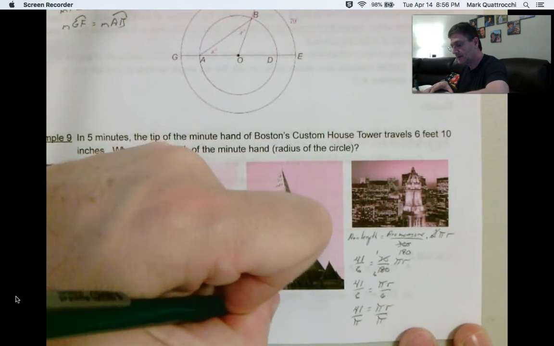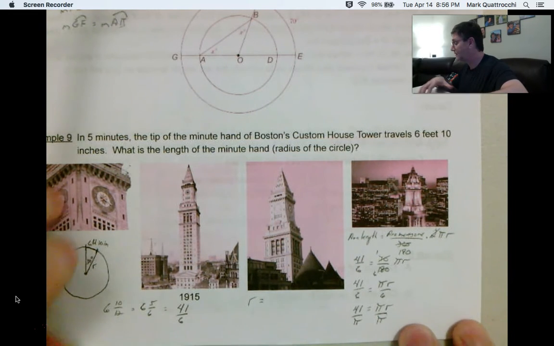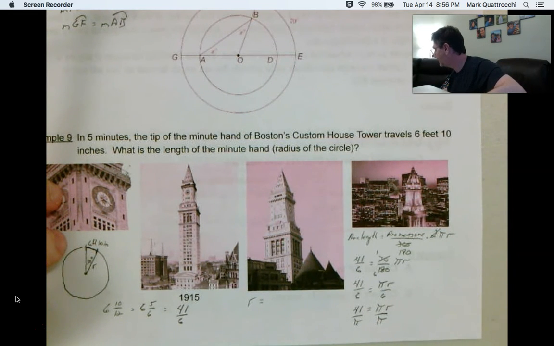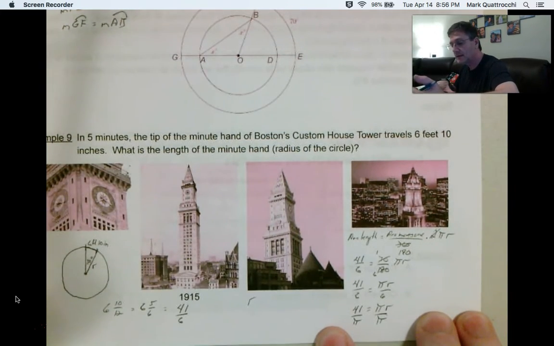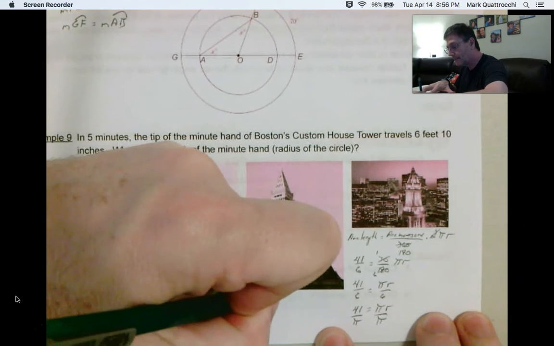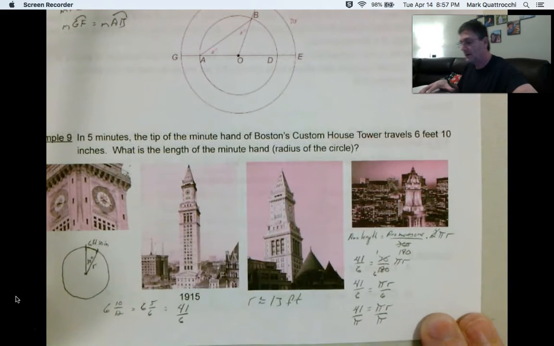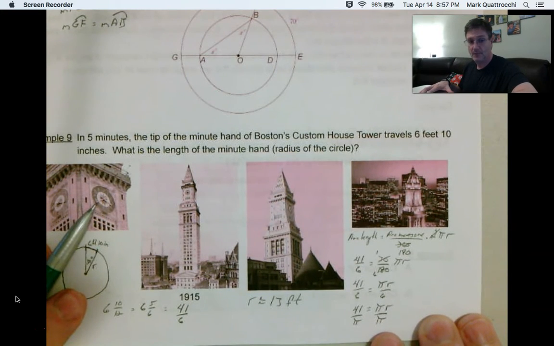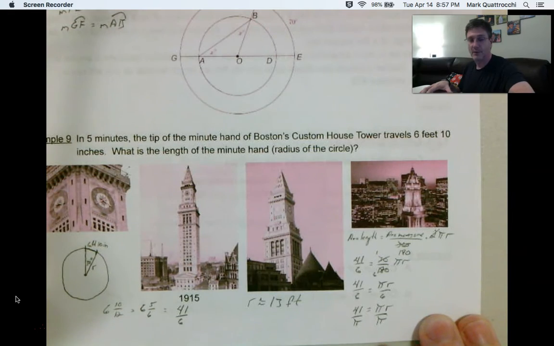R, the radius, the length of the minute hand, is going to be 41 divided by pi, approximately, I'm going to round this off. It doesn't say what to round it to, but approximately 13 feet. So it might not look like it, but if you're looking at the hand on this clock, it's about 13 feet long out to the tip. From the center of the clock out to the tip of the hand is about 13 feet.